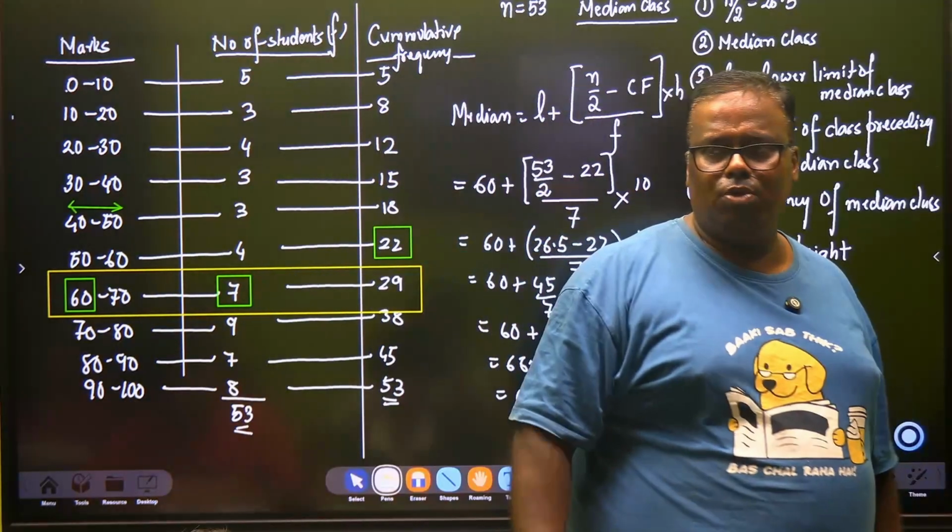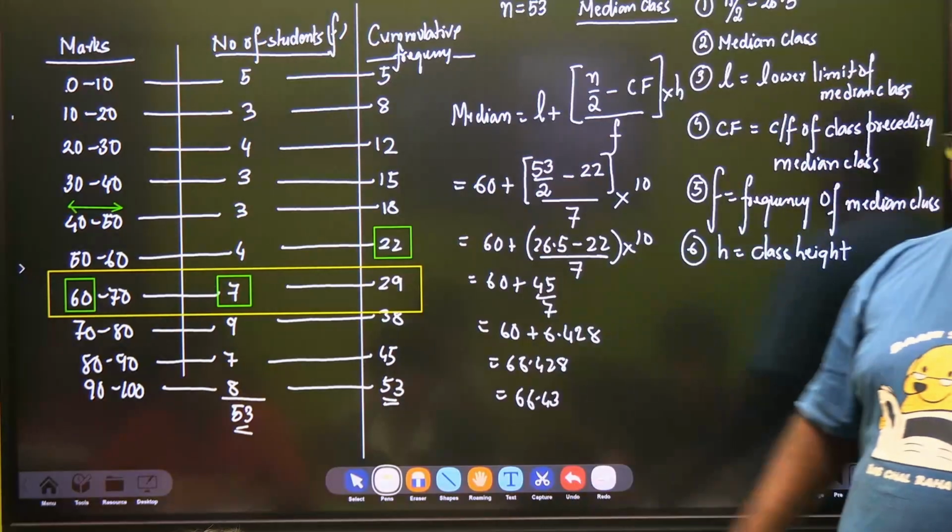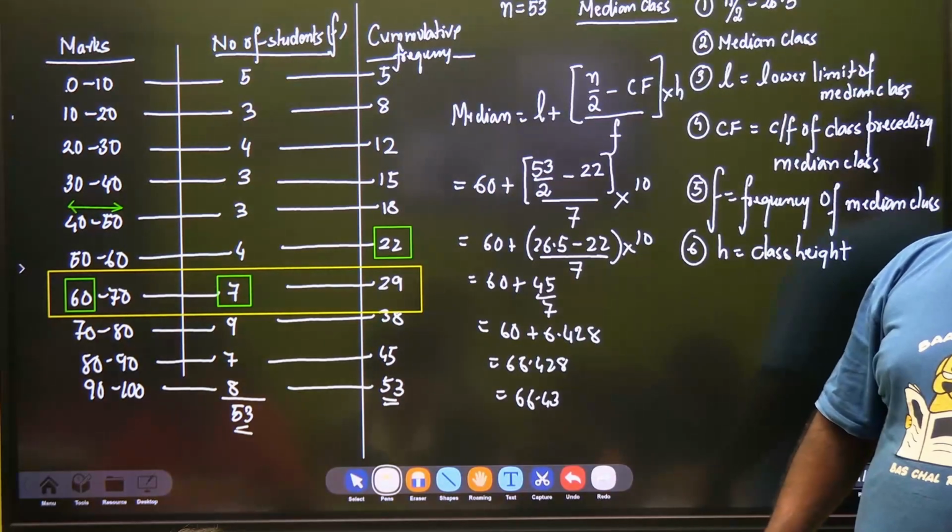So the median is what? 53 plus 1 by 2, the 27th child. Just pick up the 27th child. This is the median. Okay?